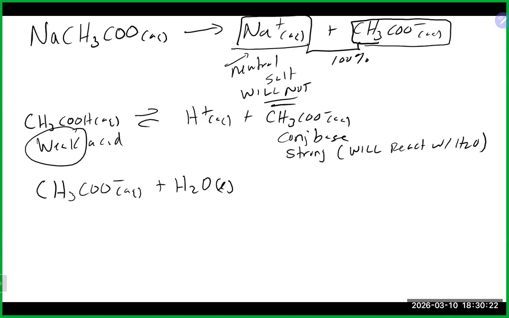So now I have to decide, how is it going to react with water? Well, I know that the acetate came from a weak acid, which means it's a conjugate base. So when it reacts with water, it should react as a base again. And the Bronsted-Lowry definition of a base is that it will accept an H+. It will accept the H+ there from water.